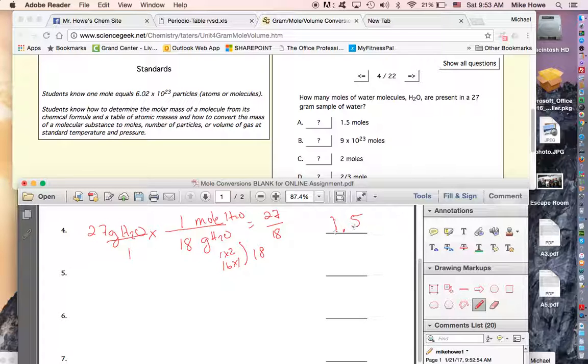1.5. And the unit will be moles. The reason it's moles is we put this unit down here because we want it, this unit here goes down here always because we want them to cancel. Right? All right, so now the only unit we're left with is moles, and that's what goes here.